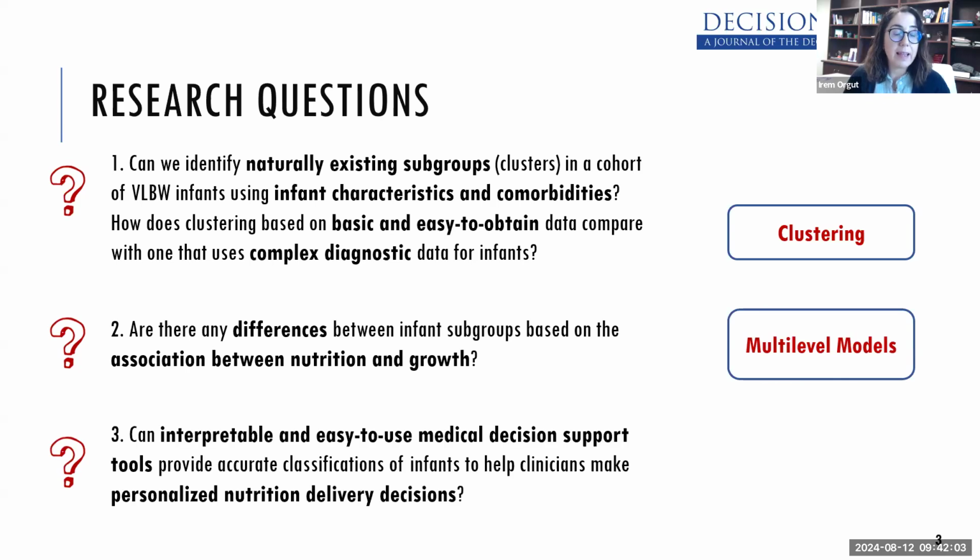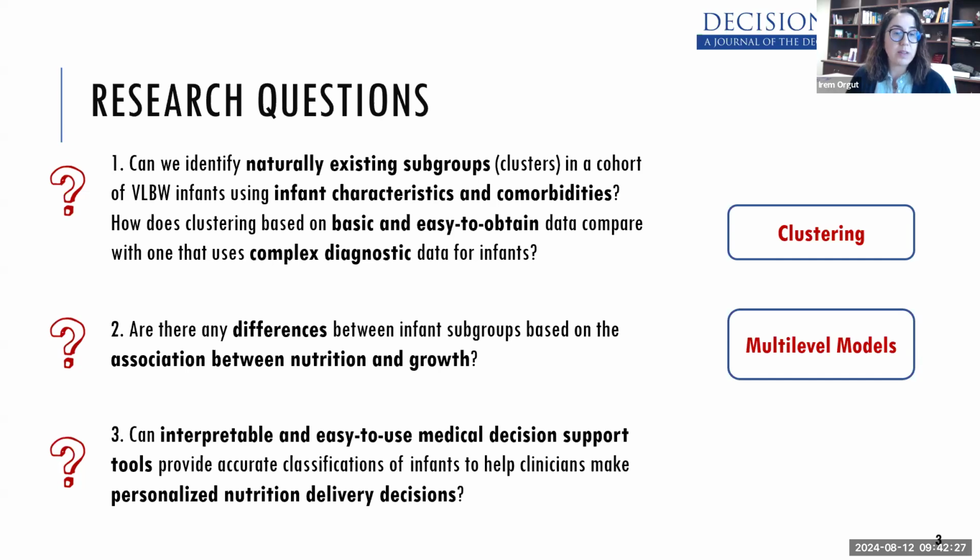Lastly, we ask, can interpretable and easy-to-use medical decision support tools provide accurate classifications of infants to help clinicians make personalized nutrition delivery decisions? So physicians make nutrition decisions for each infant very quickly when they are rounding, and they do not have access to resources to run complex models. So we must provide tools that they can implement on the go.